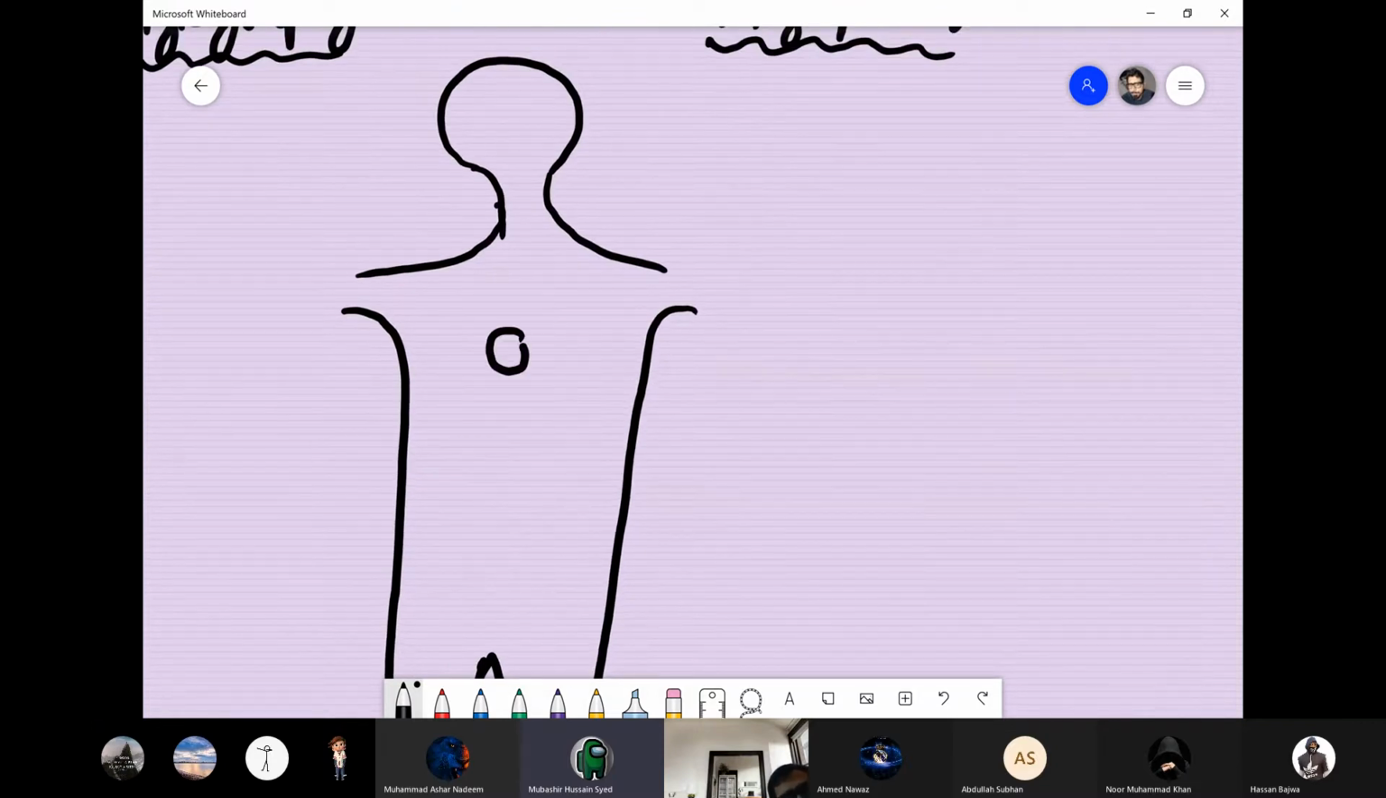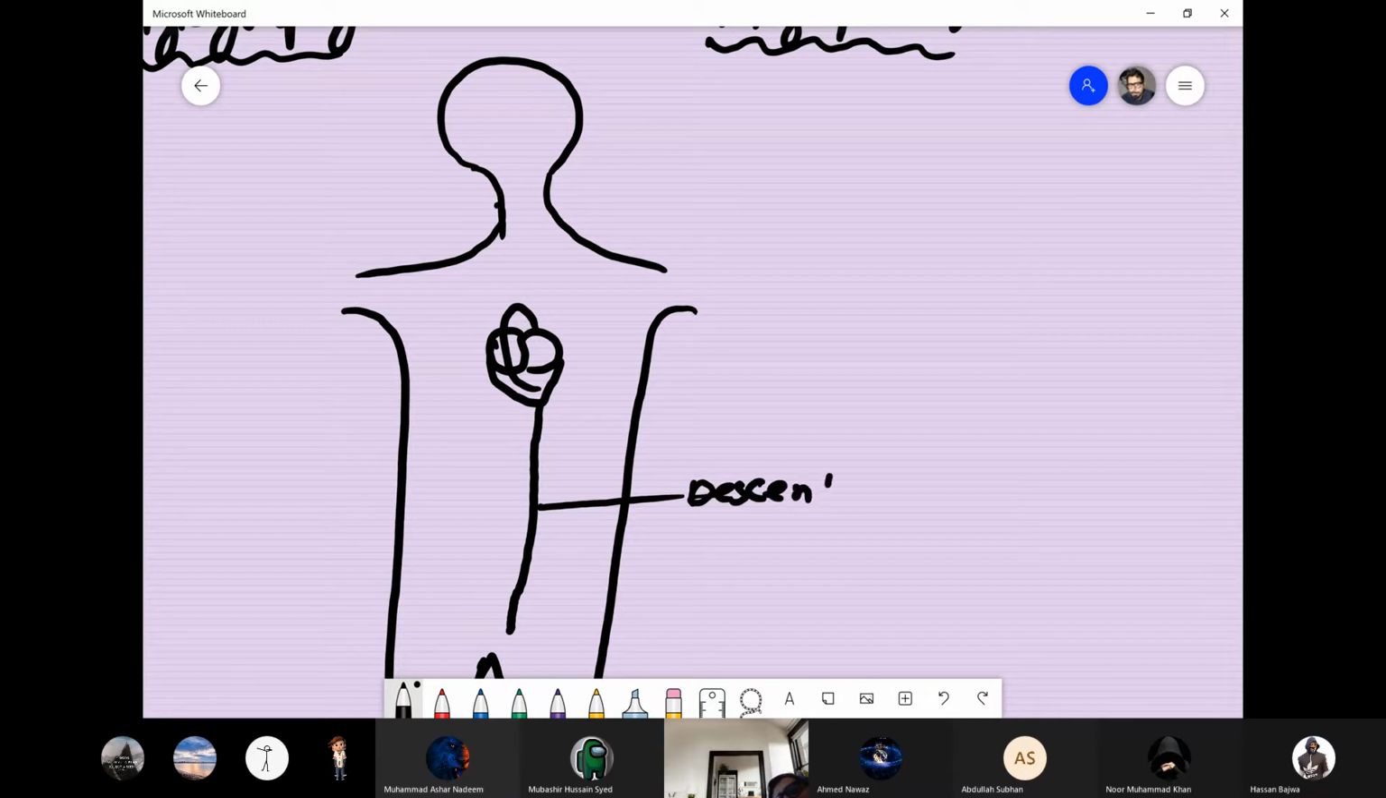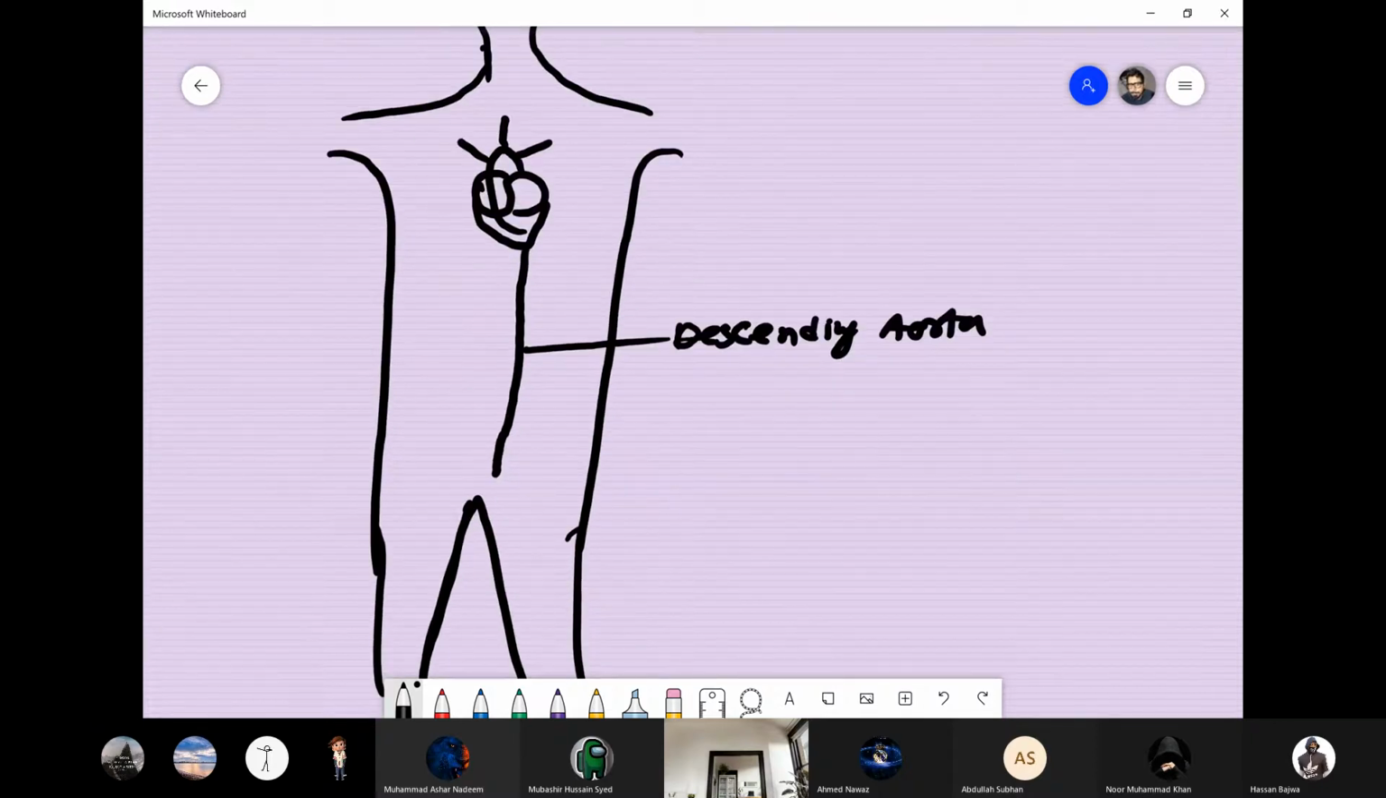Now over here is the heart. Now guys, from here the aorta comes out and then this comes down. Now what is this? This is the descending aorta. If you remember, we learned about the aorta like this, right? When this descending aorta reaches down near the legs, it divides to form two blood vessels, and both blood vessels go into both legs.